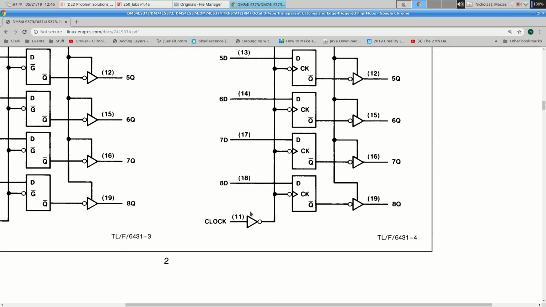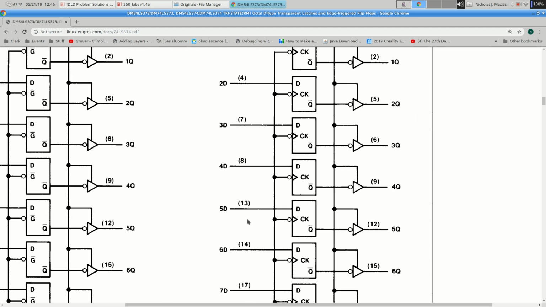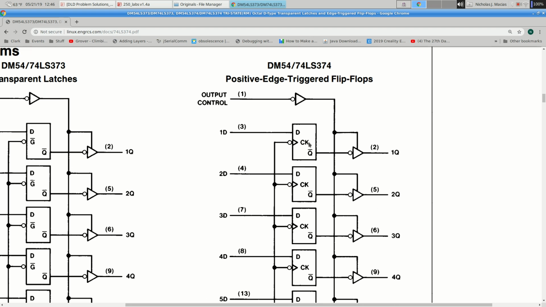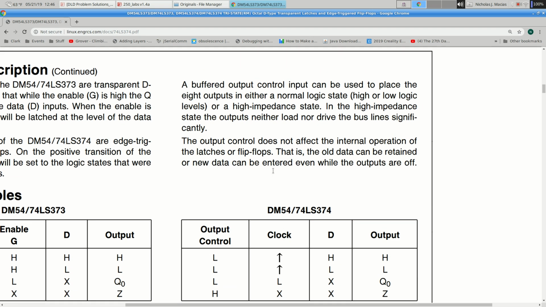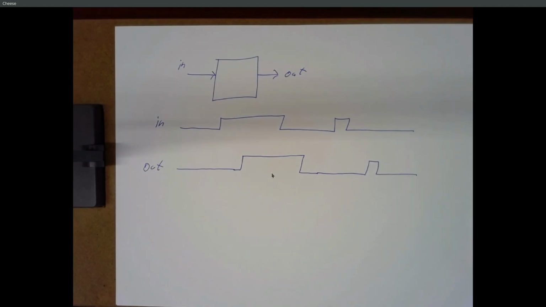All right, and our clock goes in on pin 11, and then pin 1 gets latched, comes out on pin 2, pin 4 gets latched, comes out on pin 5, and so on and so forth. So we have 8 flip-flops. How are we going to use that to make this delay circuit?